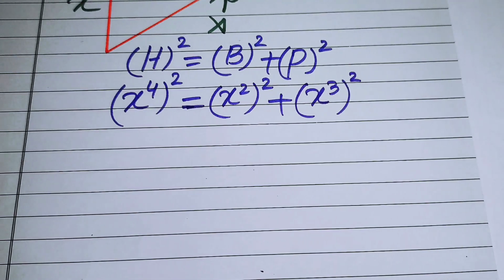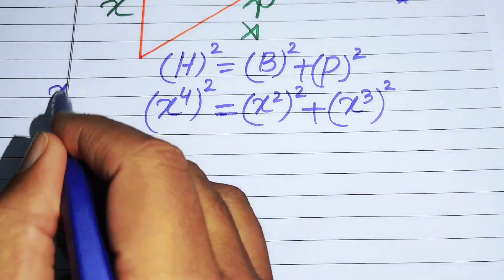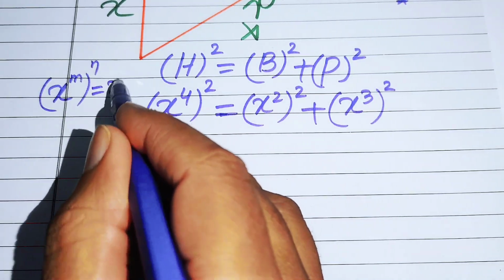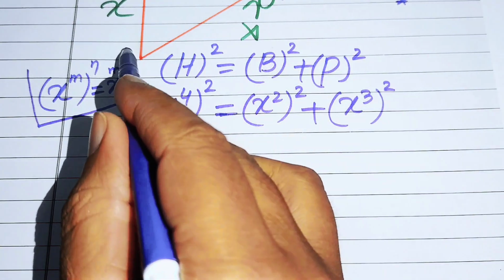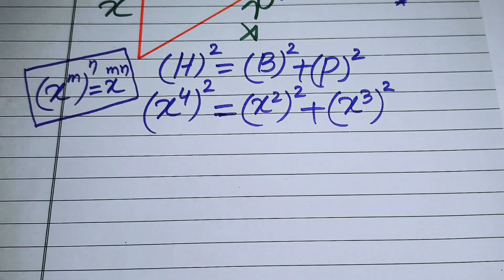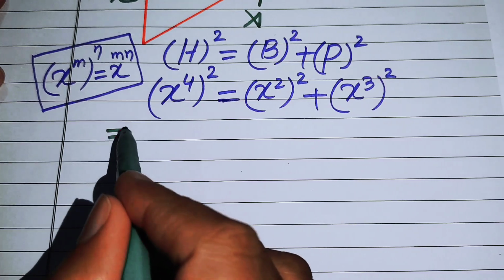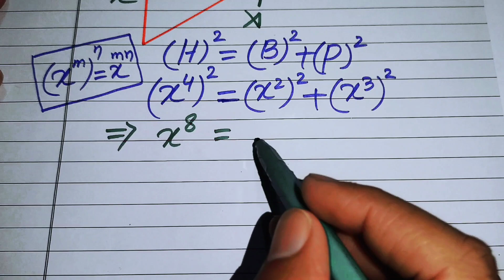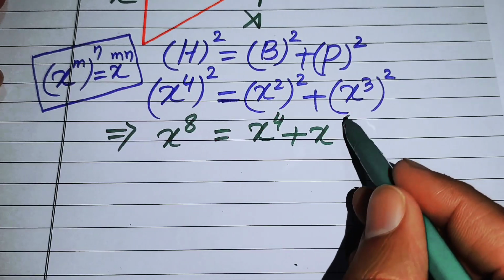So in the next step we will use the nice exponential law, and you know that if we have x to the power of m, to the power of n, it equals x to the power of m times n. So we will use this exponential law on both sides, and we will simplify the terms, and you will get x to the power of 8 equals x to the power of 4 plus x to the power of 6.